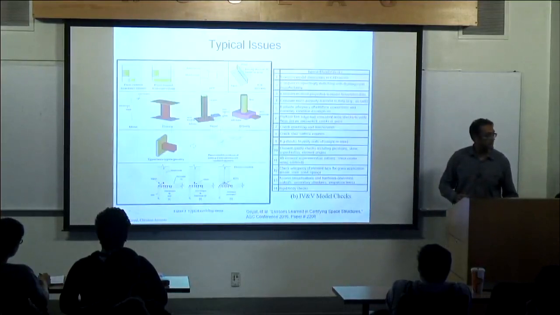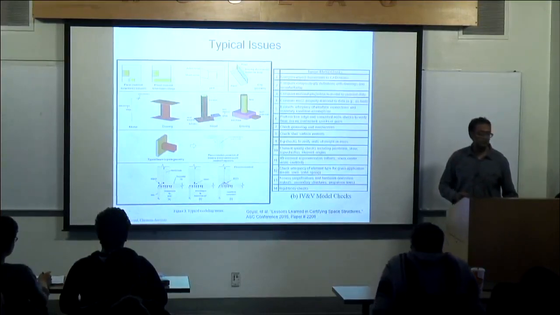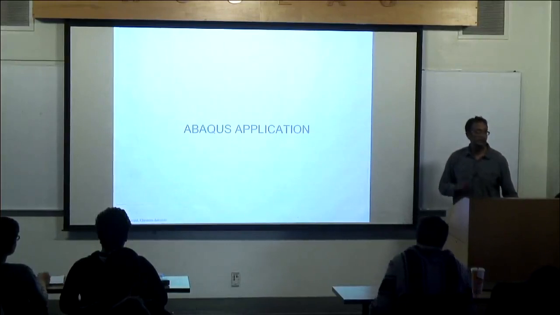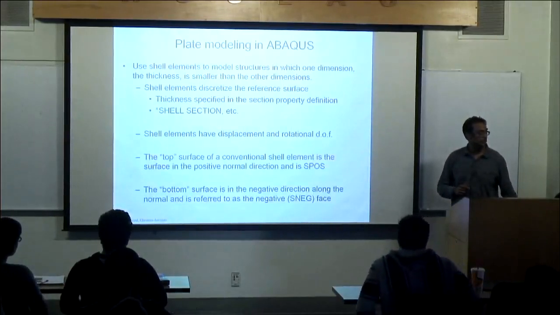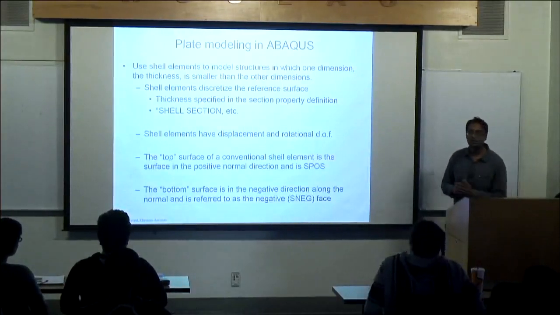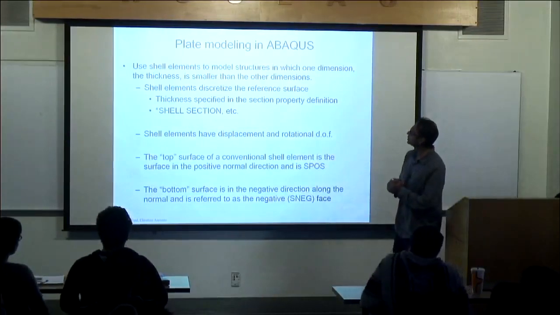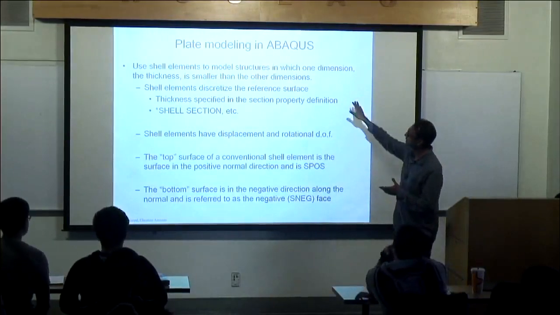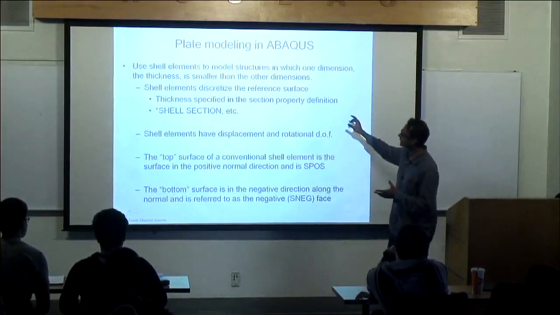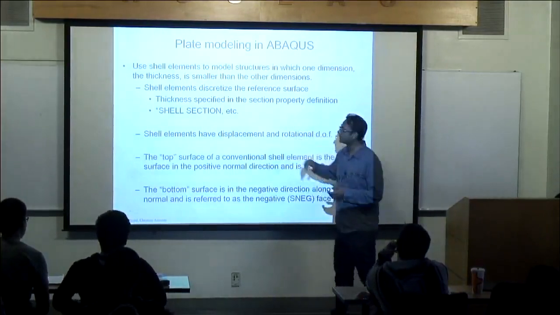Typical modeling issues. I'll come back to this next week. Abaqus applications. Let's talk about Abaqus applications. So you can use shell elements to model structures in one dimension, where the thickness is smaller than the other dimensions. Star shell section allows you to implement those.